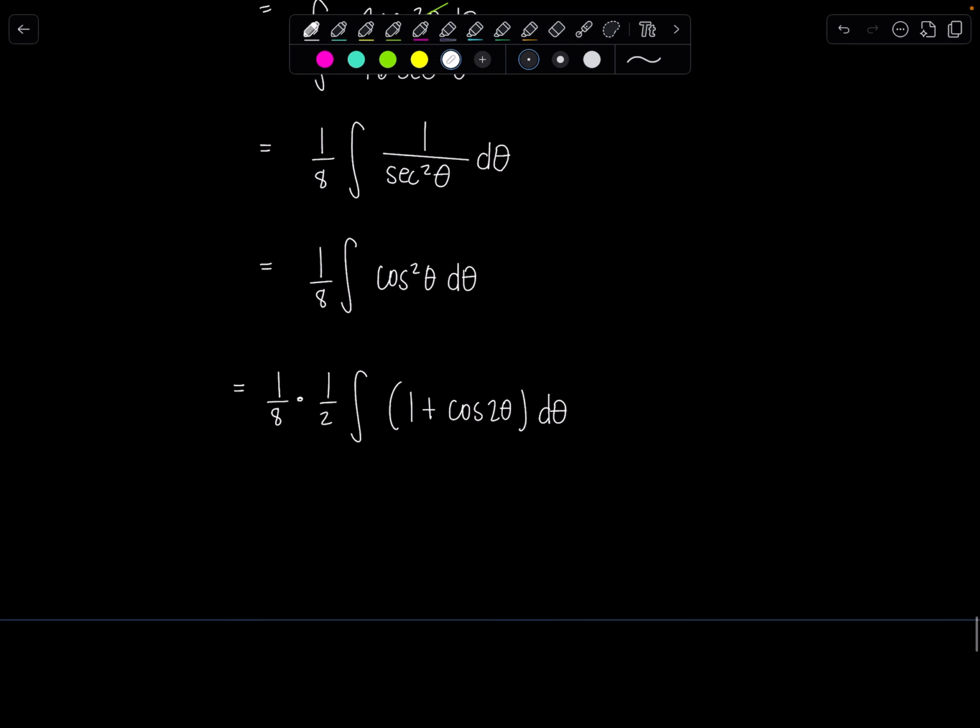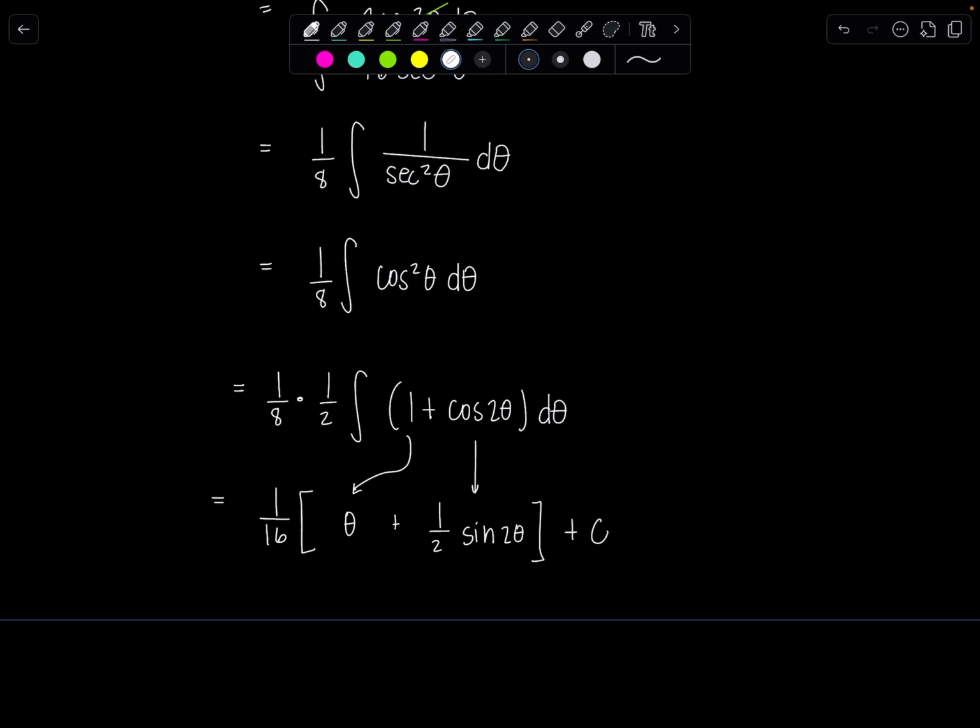All right, moving on. So now we've got 1/16 outside, and then the antiderivative of 1 with respect to theta would just be theta, plus, and then the antiderivative of cosine 2 theta would be 1/2, because of the 2, sine 2 theta plus C.